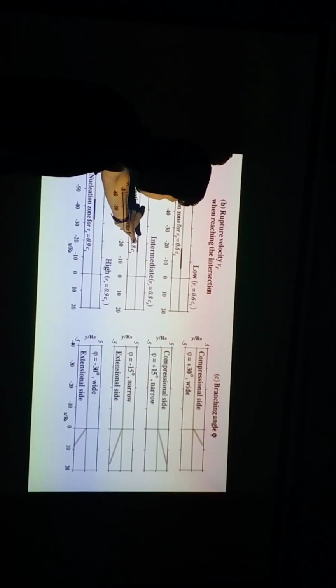And in this figure, the rupture velocity determines the nucleation zone. Here, this line indicates the nucleation. This line indicates the intersection point of the fault branch, and this black line indicates the nucleation zone. As we can see, the rupture velocity gradually increases from 0.6 to 0.8, then to 0.9. And with increasing rupture velocity, the nucleation zone moves away from the intersection point.